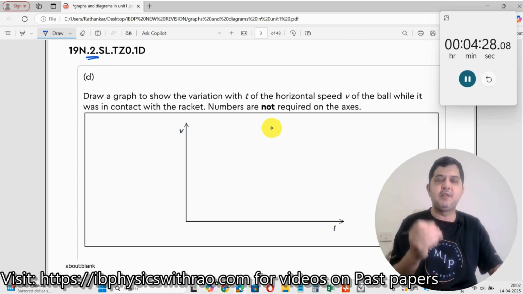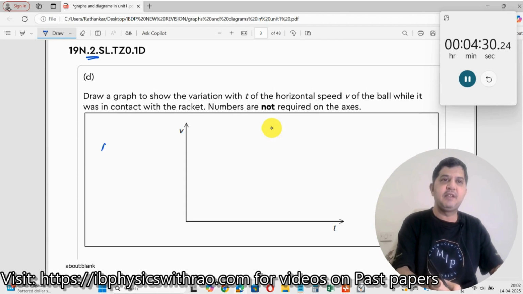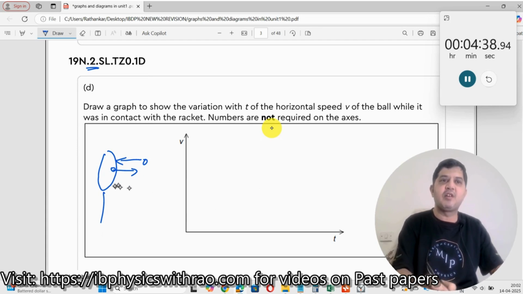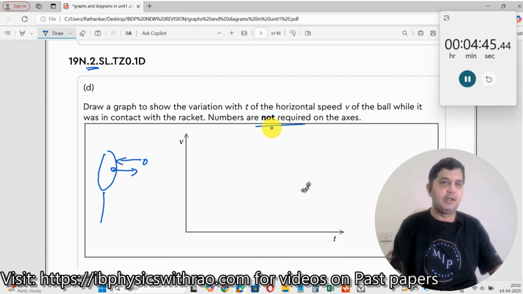So let me tell you what the question was about. There's something like a tennis racket like this, and there was a ball which was coming and hitting it like this, and as it hits here, it goes back like this over here. So he's asking you to draw a graph for this duration. Numbers are not required on the axis, and it is the horizontal speed of the ball, not vertical speed.